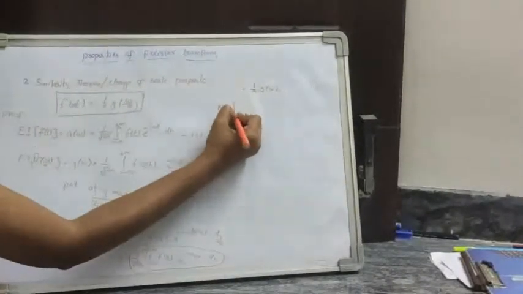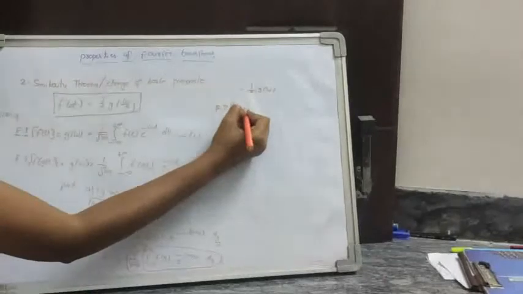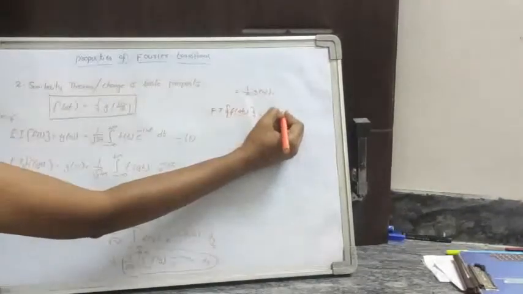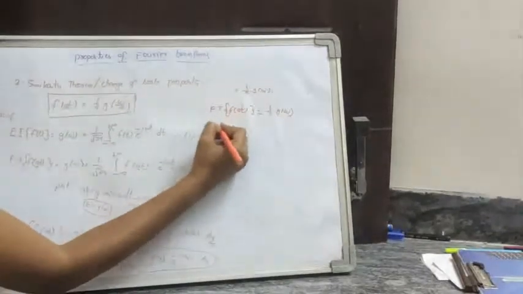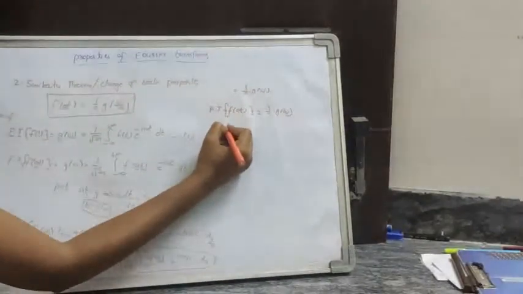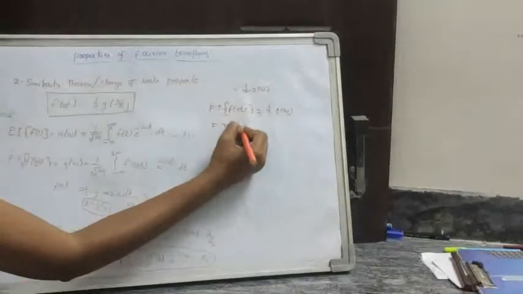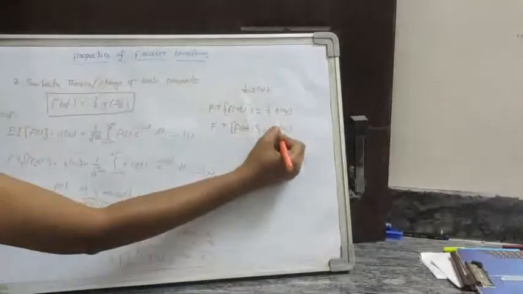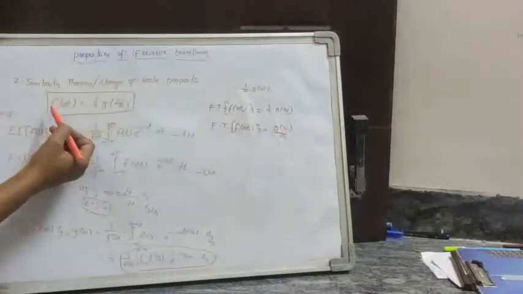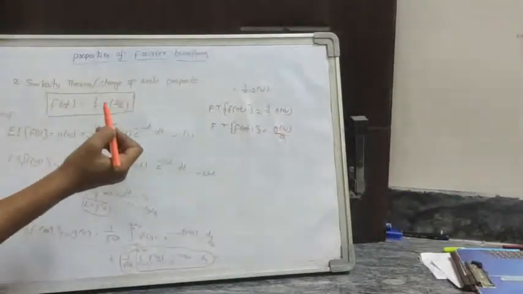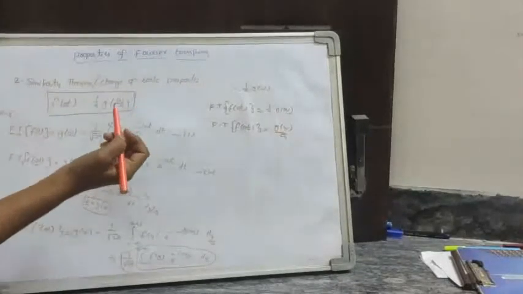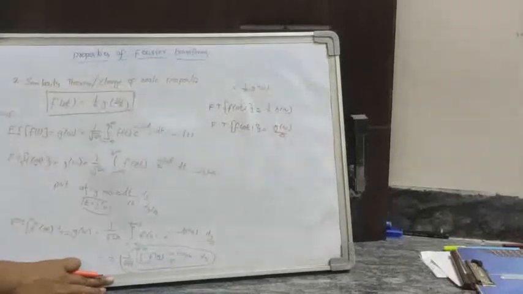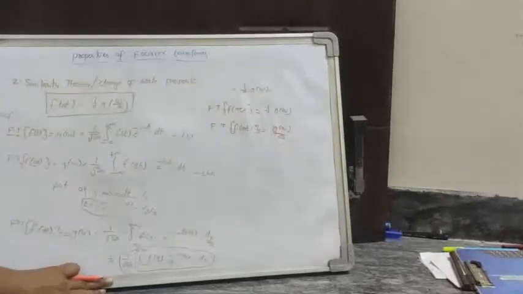Fourier transform of f of at is equal to what we got? 1 by a into g of omega. Or you can express it as Fourier transform of f of at is equal to g of omega by a. Okay, hence we have proved the similarity theorem or change of scale property.